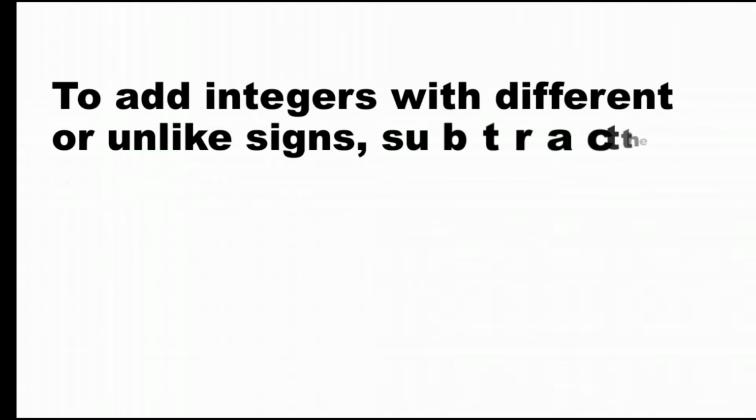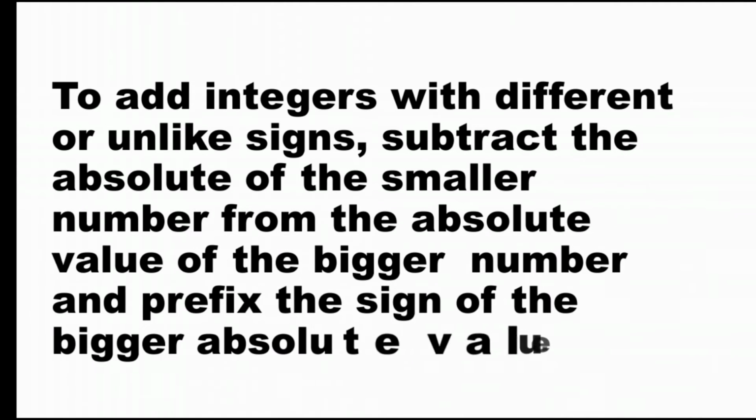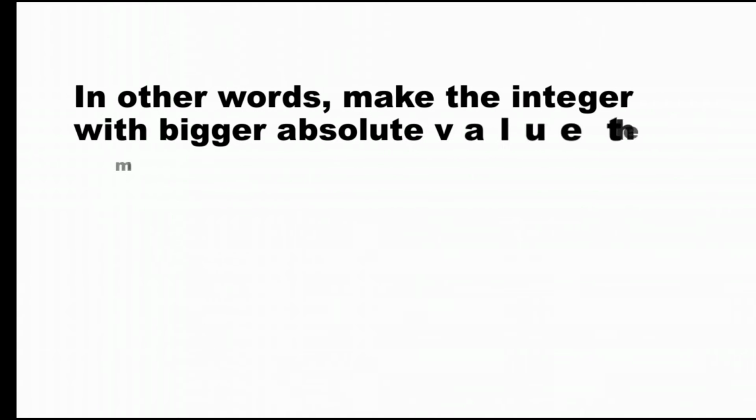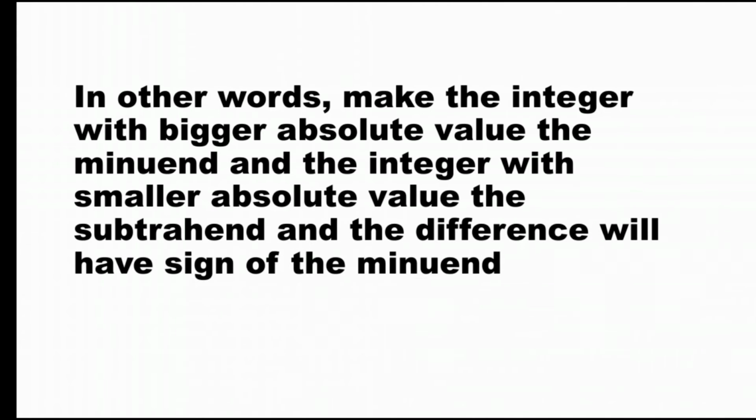To add integers with different or unlike signs, subtract the absolute value of the smaller number from the absolute value of the bigger number and prefix the sign of the bigger absolute value. In other words, make the integer with the bigger absolute value the minuend, and the integer with the smaller absolute value the subtrahend, and the difference will have the sign of the minuend.